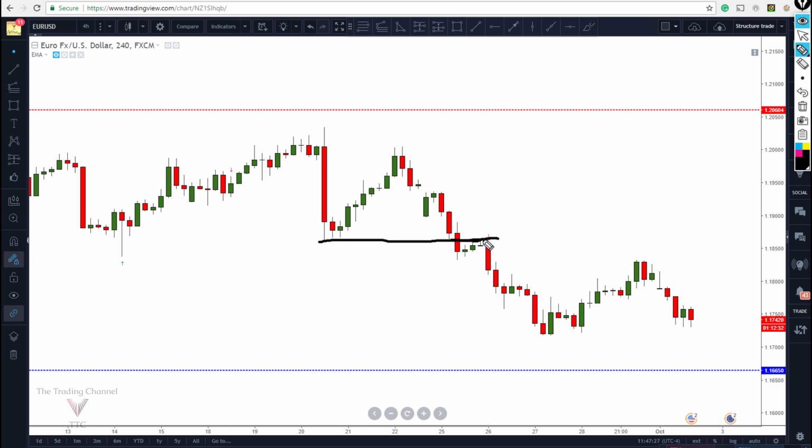But after this break, we actually got a nice simple pattern right in here, and we have a flag pattern and a nice breakout that made some pretty good profit on this trade.